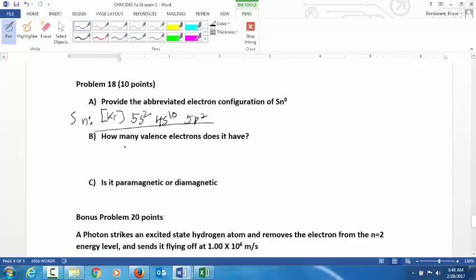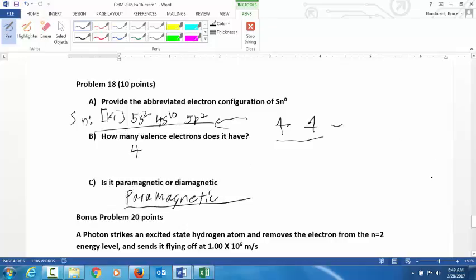First of all, these don't count. It's the 2 5s and the 2 5p electrons that count. So how many valence electrons? You have 4. Is it paramagnetic or diamagnetic? Well, if you look at this p orbital, you have 1, 2, 3, and it's 1, 2. You have 2 unpaired electrons. So therefore it is paramagnetic. And again, the biggest problems I saw were probably figuring out the valence electrons. Again, a lot of people put in all the electrons listed here, including the 4d, and that was incorrect, of course.